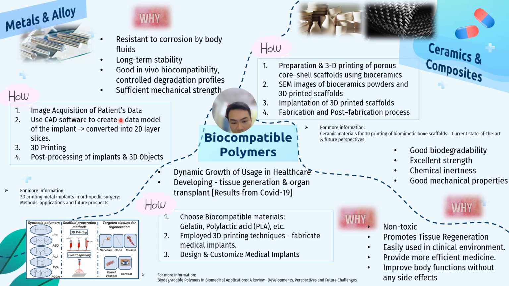First is image acquisition of the patient's data. We scan the patient's data first, depending on what type of metals and alloys are needed for 3D printing these medical implants, and we use computer software like CAD software, or MRI or CT scanning, to create a data model of the implant and convert it into 2D layer slices. The third step is 3D printing and post-processing for implants and 3D objects. If you want more information, you could look at this journal.